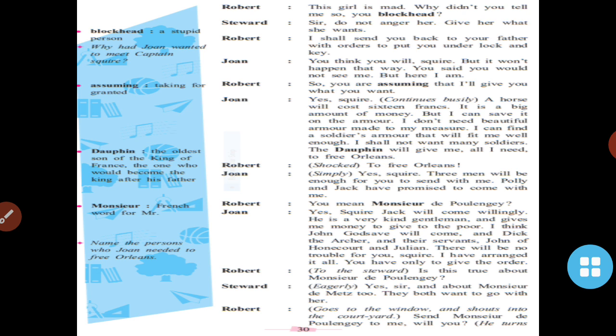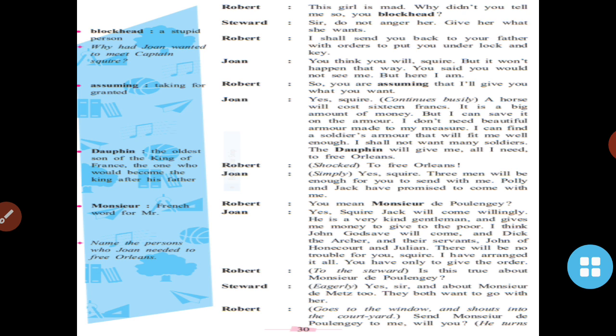Now she continues, saying, a horse will cost 16 francs, and it is a big amount of money, but I can save it on the armor. I don't need beautiful armor made to measure. I can find a soldier's armor that will fit me well enough. I do not want many soldiers, Dauphin. I will give you all the need to be free of lands.